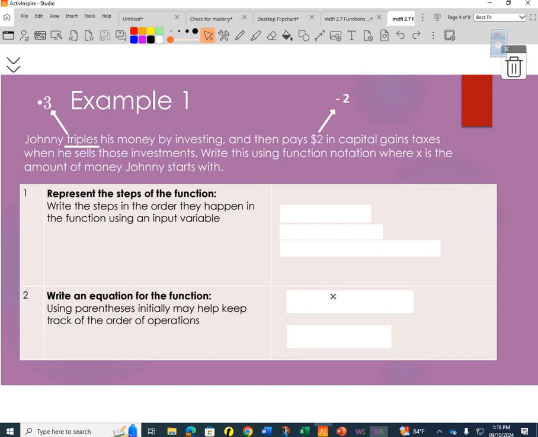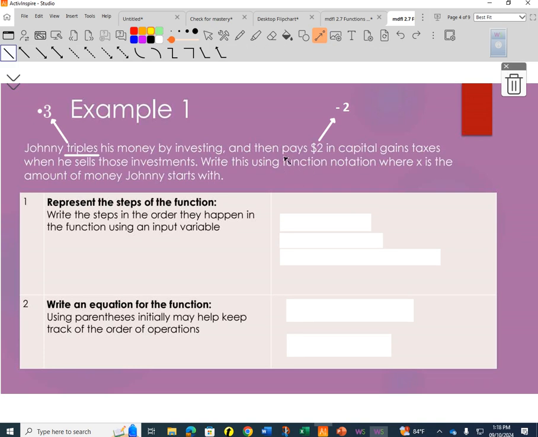And then he pays $2 in capital gains taxes. If I pay money, am I multiplying the money? Am I dividing it? Am I subtracting it? So that pays $2 really means minus 2. Make sense to everyone? All right. So, in capital gains taxes, when he sells those investments.